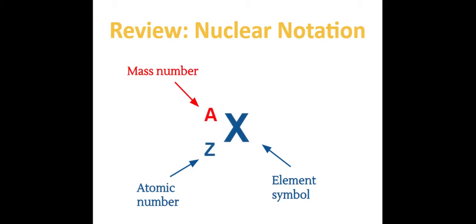So, really quick review. When we first started learning about atomic structure, we learned three different types of notation: nuclear notation, isotopic notation, and periodic notation. What we're going to talk about today uses nuclear notation. So the X is the element symbol, the A is the mass number, and the Z is the atomic number. And that was just a quick refresher for our own memory purposes.